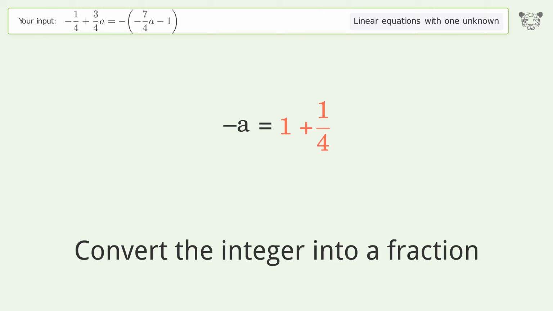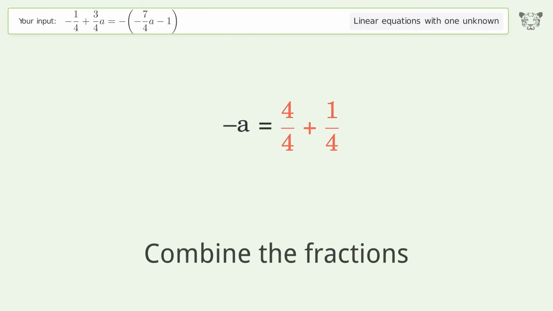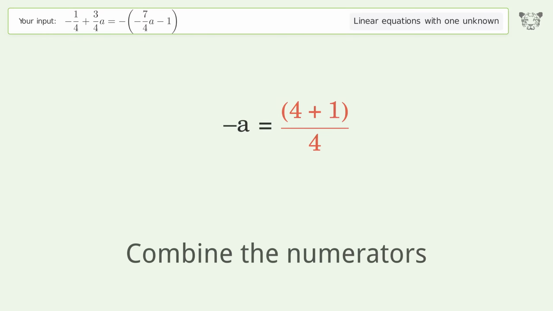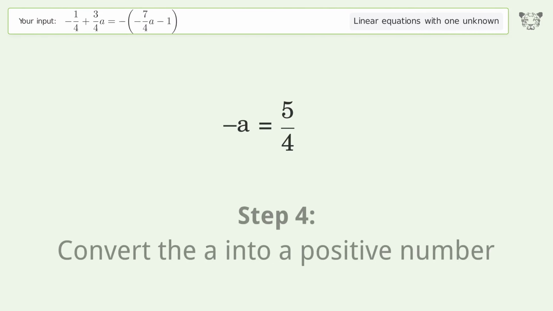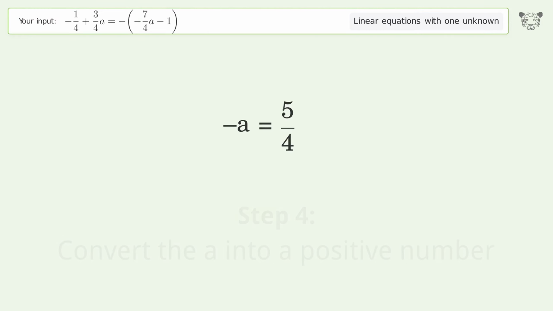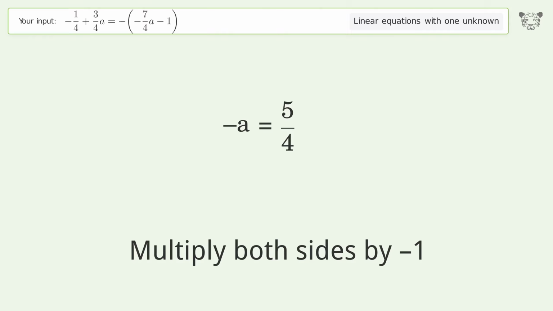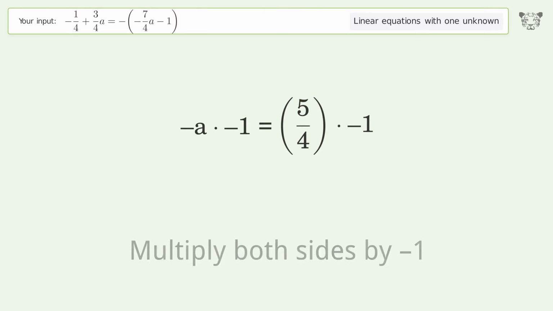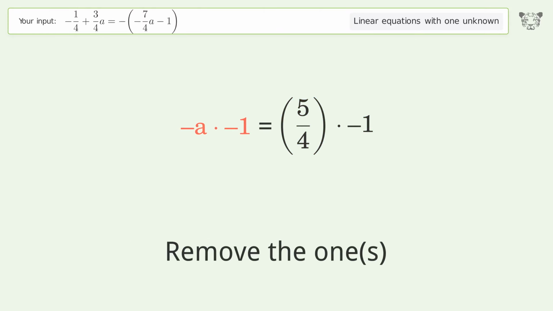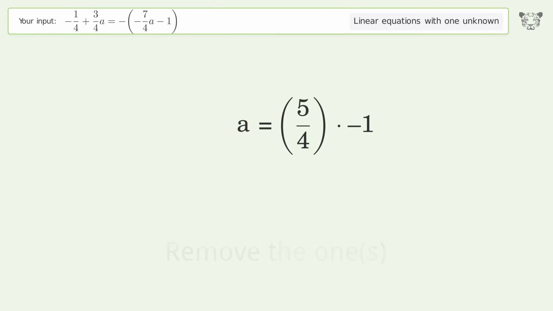Convert the integer into a fraction. Combine the fractions. Combine the numerators. Convert the a into a positive number. Multiply both sides by -1. Remove the ones. And so the final result is a equals -5/4.